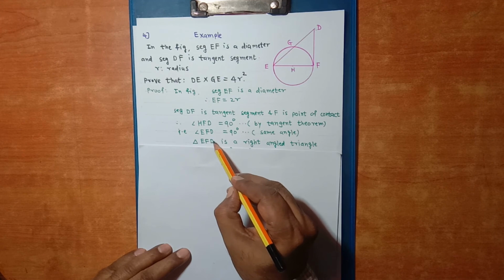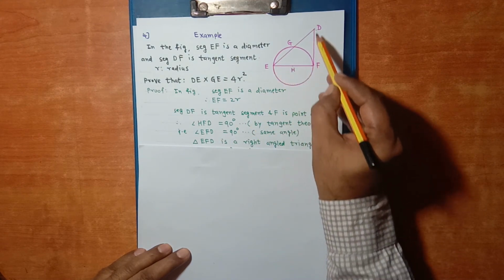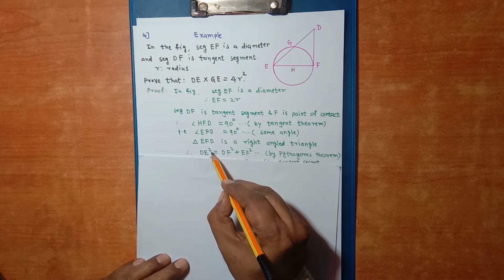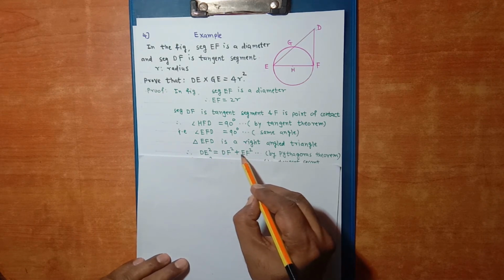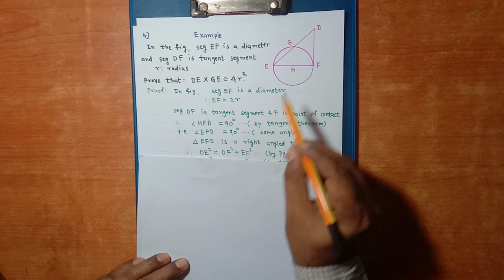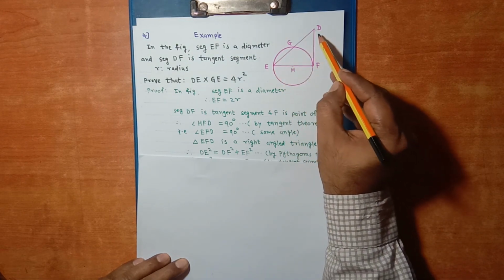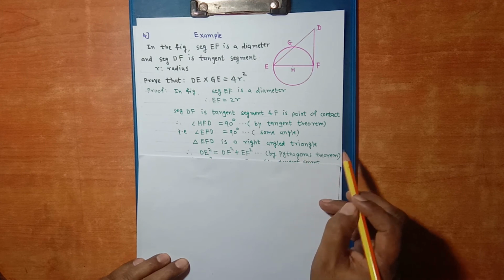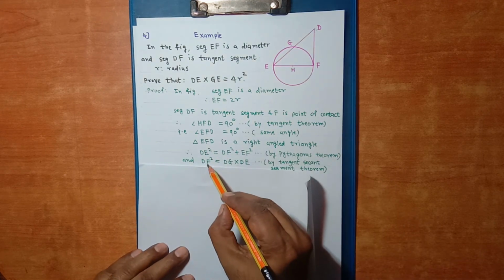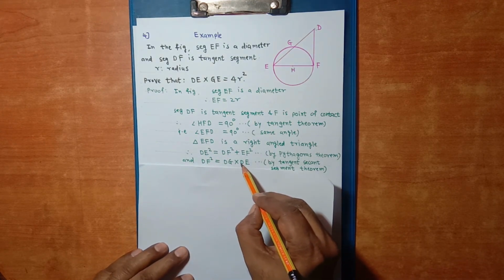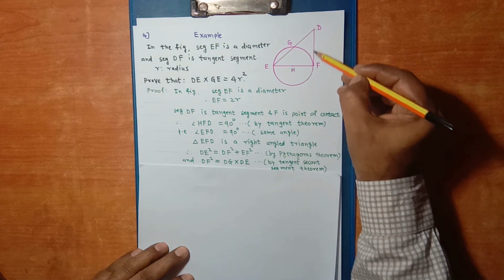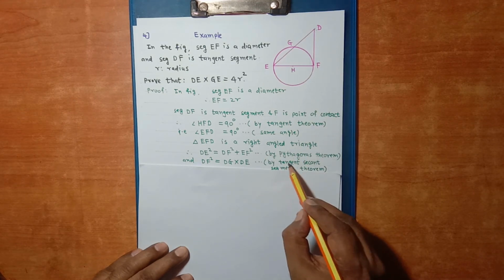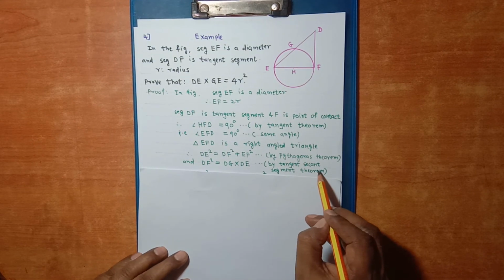Triangle EFD is a right angle triangle. So DE square is equal to DF square plus EF square. Reason is by Pythagoras theorem. And DF square is equal to DG into DE. See, this is DF square is equal to DG into DE. Reason is by the tangent secant segment theorem.